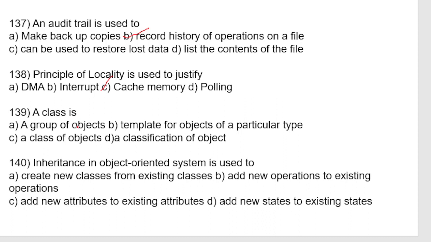A class is a group of objects, a template for objects of a particular type, a class of objects, a classification of objects. So it is template. This is the answer. Correct. Inheritance in an object oriented system is used to create new classes from existing classes, add new operations to existing operations, add new attributes to existing attributes, or add new states to existing states. Option A, correct.